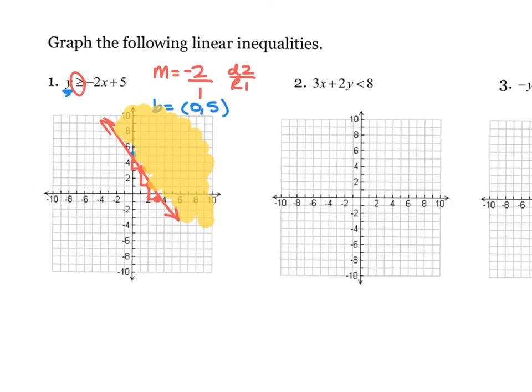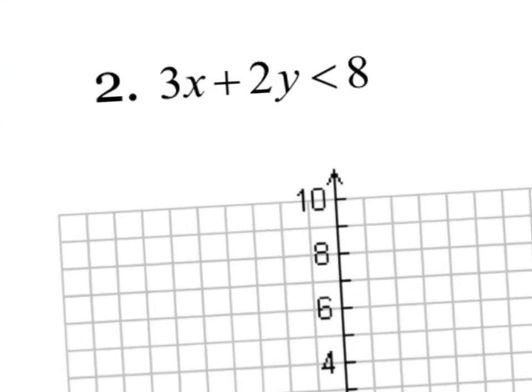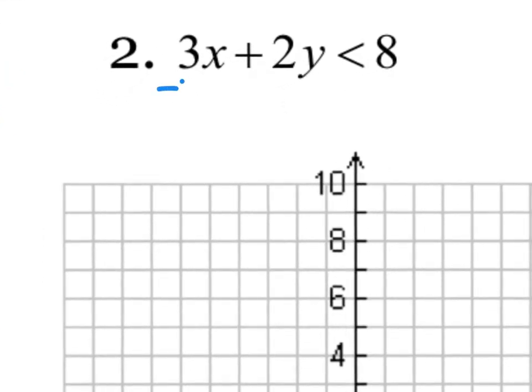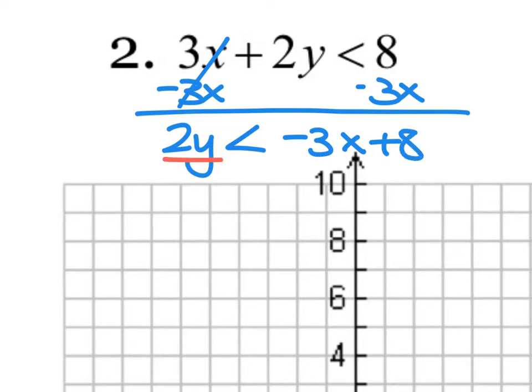This one's not in slope-intercept form for number 2, but we can easily move it there. So in order to move something into slope-intercept form, you just got to isolate y. You got to get it by itself. So let's subtract 3x. If my Algebra 1 kids can do this, you guys sure as heck can as well. We got a less than sign here, so we have negative 3x plus 8. And divide out every single term by 2. So what do we got?